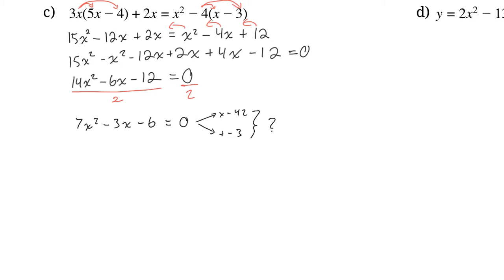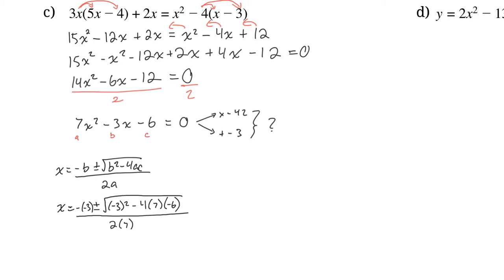Do you remember the quadratic formula? That is x equals -b plus or minus the square root of b squared minus 4ac, all over 2a. Our a value is 7, our b is -3, and our c is -6, so we can input those numbers into our quadratic formula. Once you start solving that, we get 3 plus or minus the square root of 177, all over 14. This is going to yield two possible answers.